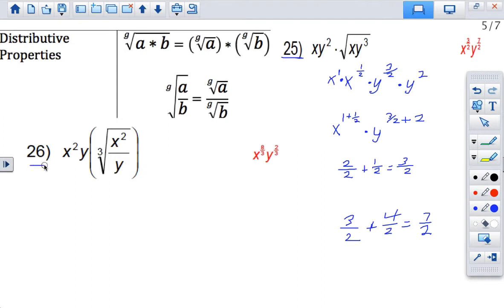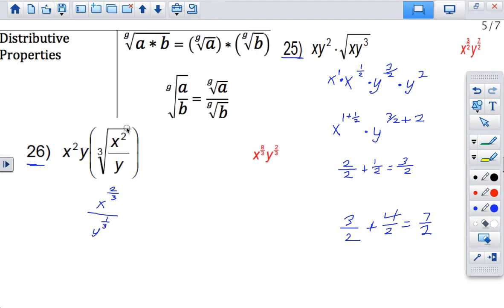Let's look at number 26. This time we have a fraction here. Let's go ahead and split up this stuff in the parentheses. So our numerator is going to become x to the 2/3 power, and our denominator is going to become y to the 1/3 power. Man, my 2/3 power doesn't look very good. Let me rewrite that. So my numerator is x to the 2 over 3 power. There, that's better. And then my denominator, I have y to the 1 over 3 power.